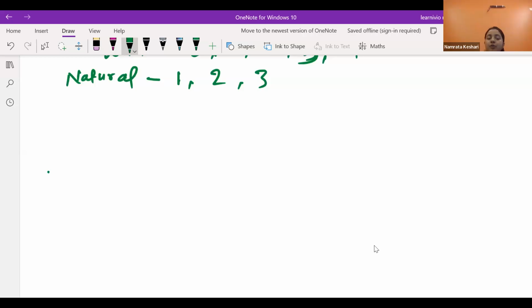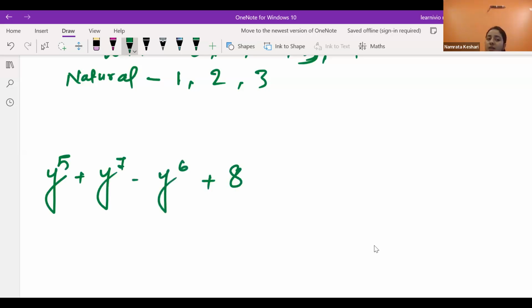If we are having y to the power 5 plus y to the power 7 minus y to the power 6 plus 8, is it a polynomial? Yes, ma'am. It is. Okay, it is a polynomial.